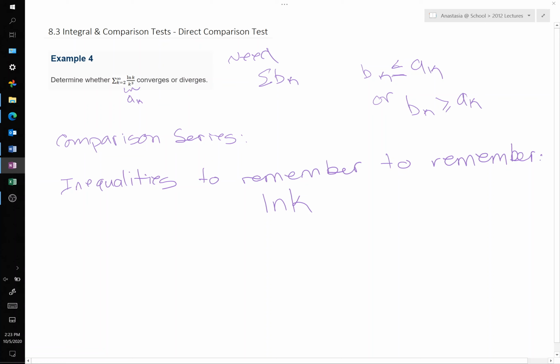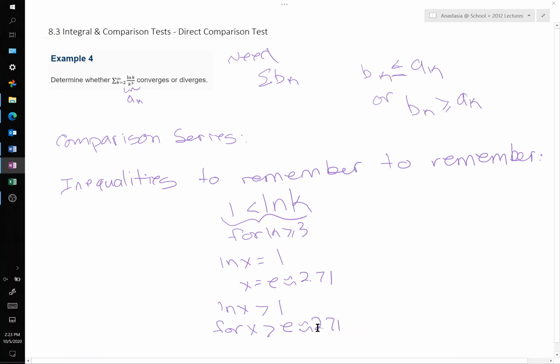It is good to remember that the natural log of k is greater than 1, and this is true for k bigger than or equal to 3. You can figure this out by thinking about the natural log function, natural log of x, setting it equal to 1. You should get that x is equal to e, which is approximately 2.71. And the natural log of x is an increasing function, so it's going to be bigger than 1 for all x bigger than e. But since we are talking about k being integer values here, we're going to go up to the next largest integer value, so we get this inequality is true for k bigger than or equal to 3.